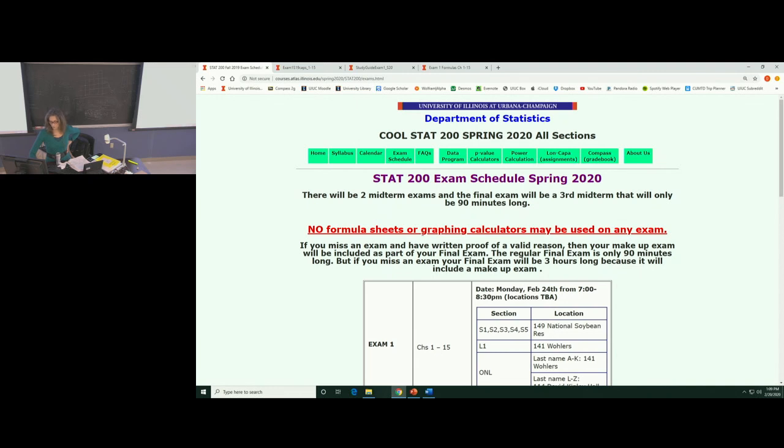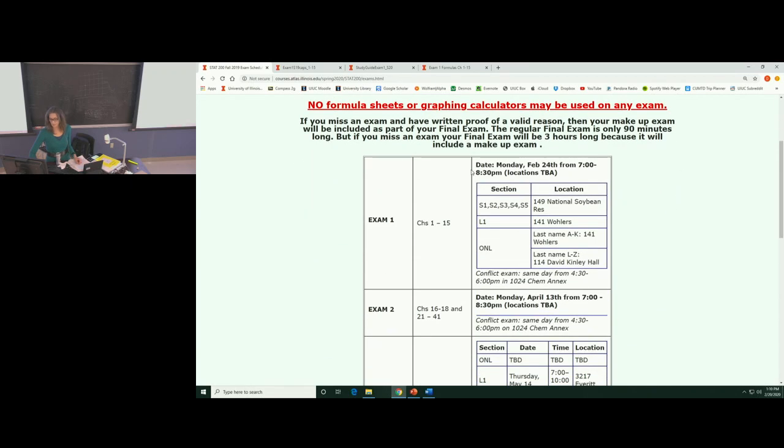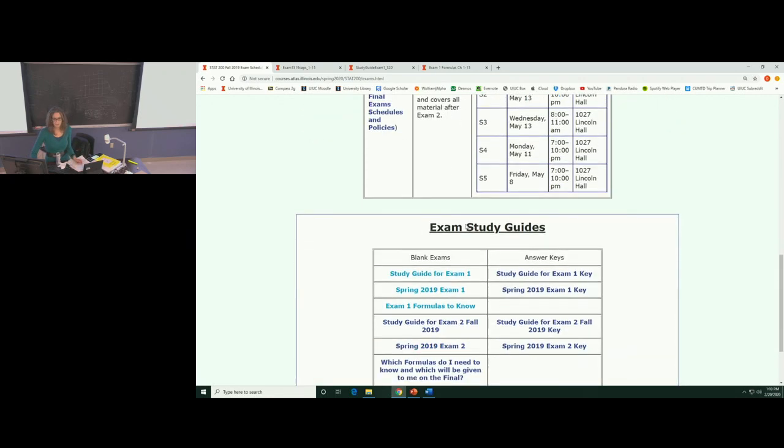It says no formula sheets or graphing calculators may be used on any exam. So be sure that you have a calculator, and test it out first. You can't have one that connects to the internet or can store information. I like using those graphing calculators because I'm used to them, and I wish you could use them, but too many people are cheating with them, so we can't anymore. So be sure to bring a calculator, but you can't have a graphing calculator, and you can't have your phone calculator. All right, now, yes?